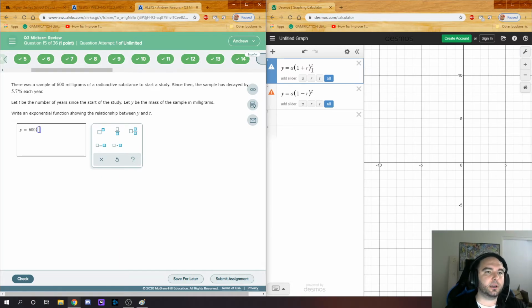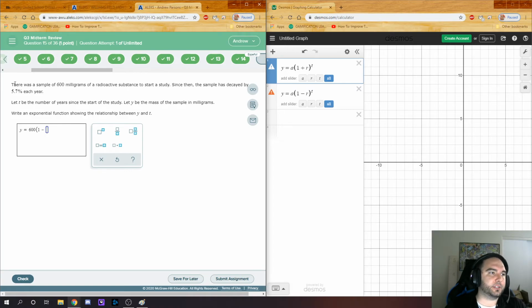In the parenthesis, notice the equation by default always includes a 1. That represents you starting at 100%. Like you're keeping 100% of 600. But you're not really keeping 100%. You're either gaining a little to it or losing a little from it. That depends on the words. Mine says the sample has decayed by 5.7%. So that would tell me to use a minus instead of a plus.